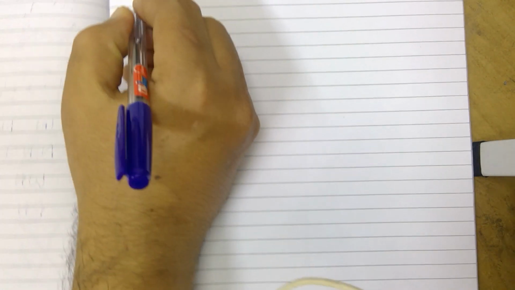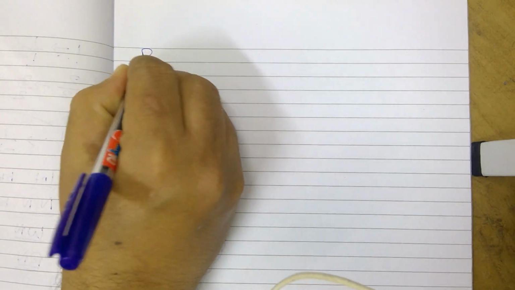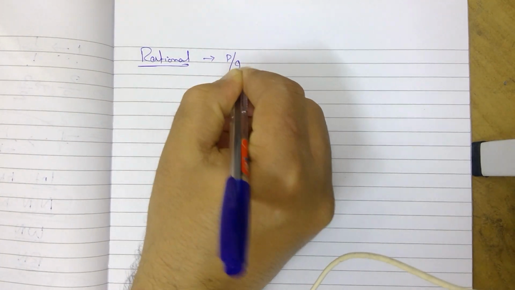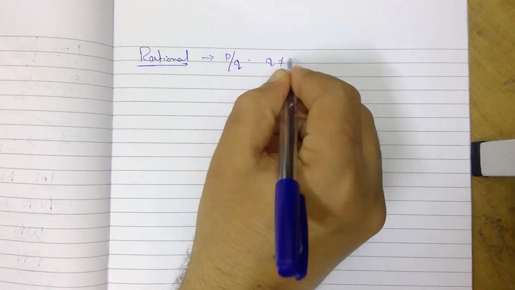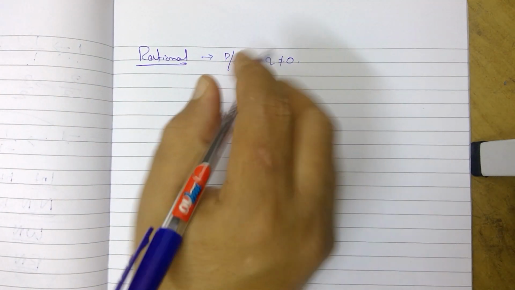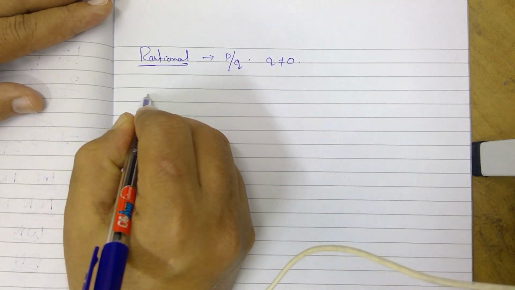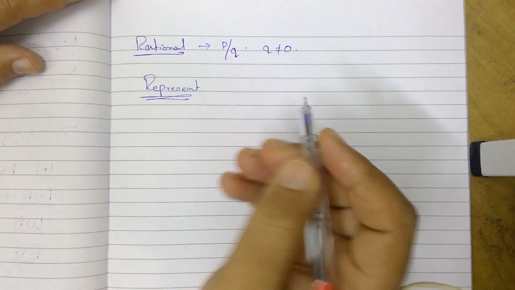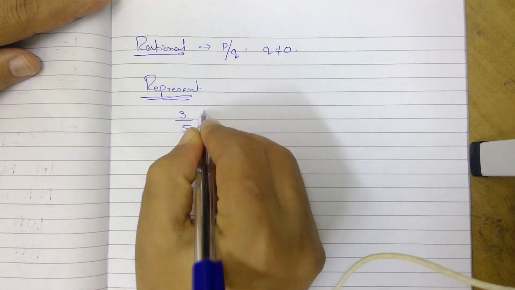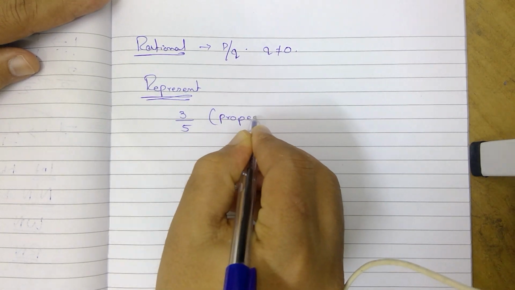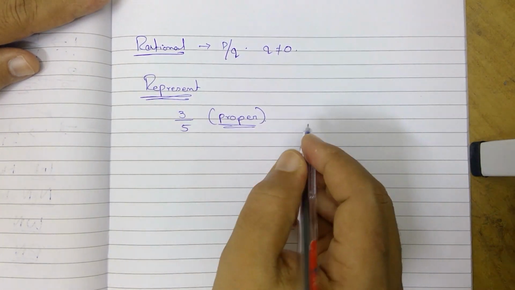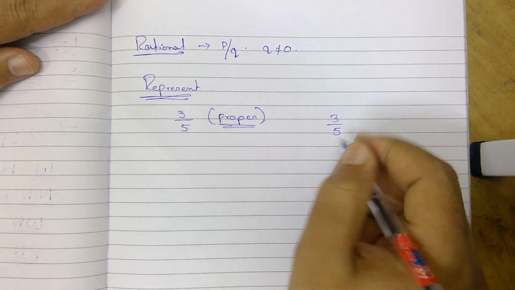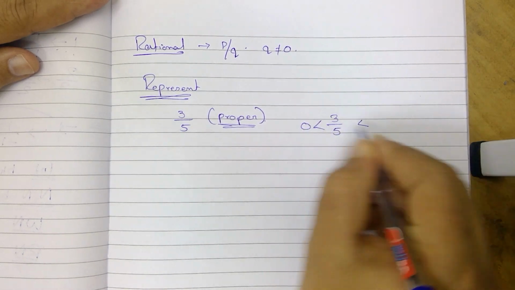So what is a rational number? Rational numbers are the numbers which are in the form of p by q, where q is not equal to 0. Suppose, for example, let us first represent a rational number, say 3 by 5. It is a proper fraction. And we already know that the value of a proper fraction, where the numerator is small and the denominator is big, lies between 0 and 1.